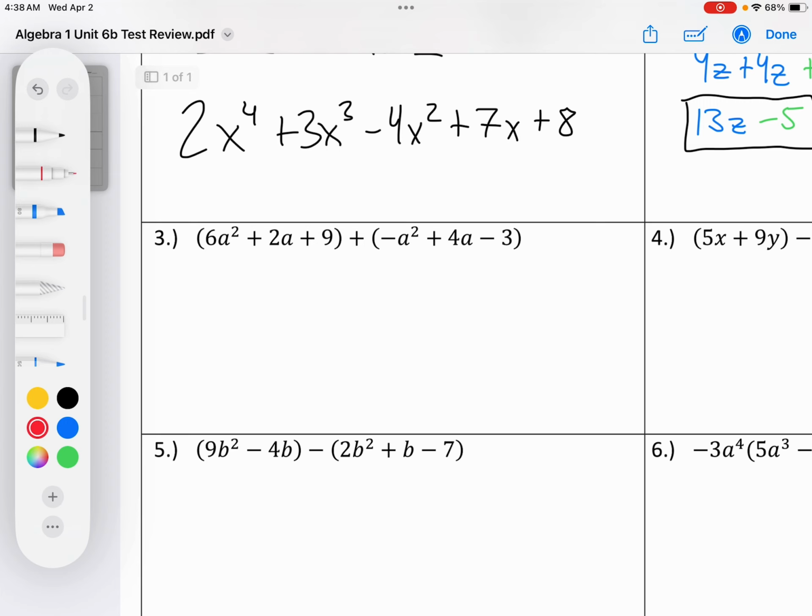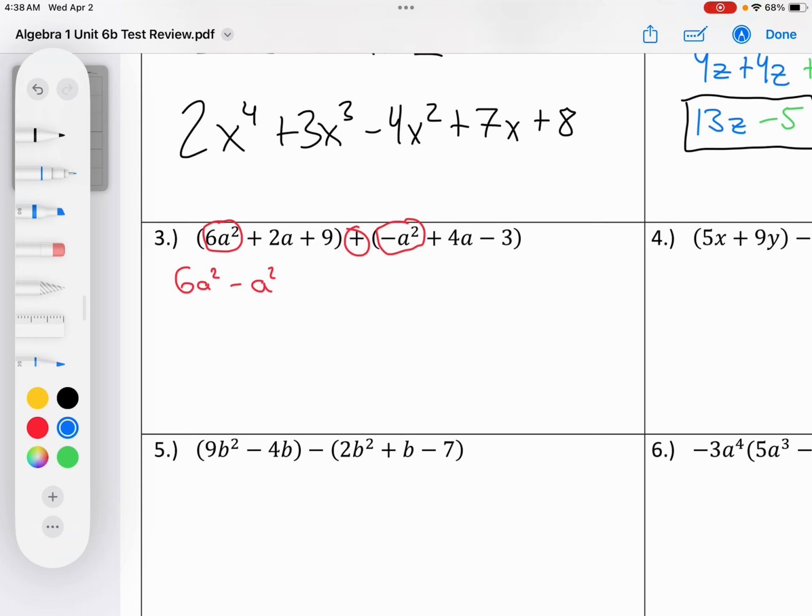So number 3 is going to be the same thing. We have an addition sign in the middle. So we're going to be looking for our like terms and adding them together. Here the first thing that I see is 6a squared. So I'll start with that. And then I look to see if I have anything that would be a like term with that. And here I see a negative a squared. So those would be like terms because they both have a squared.